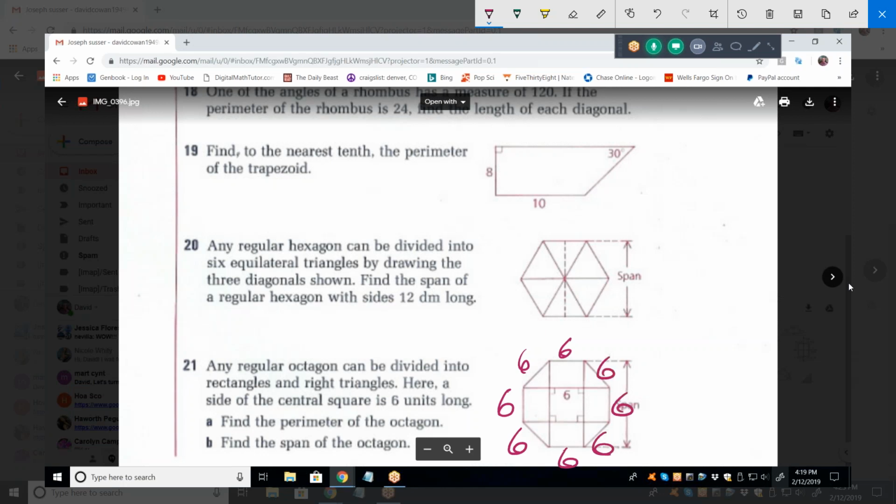So what's the perimeter? The perimeter would be 48. Yeah, the perimeter is 48, 6 times 8. And that's why that doesn't look to be 6, because it isn't. Find the span.